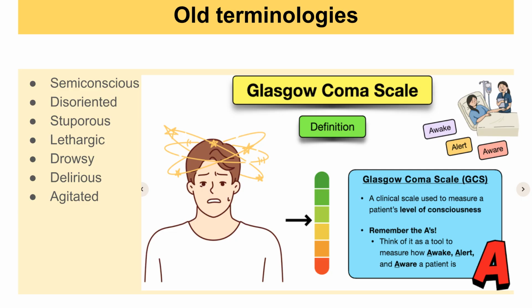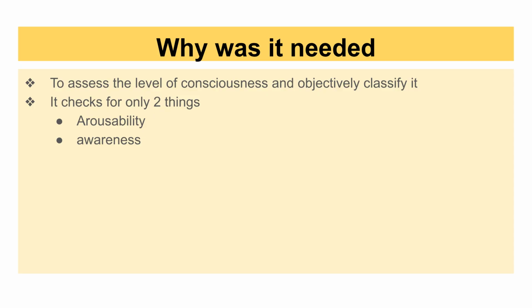Before the Glasgow Coma Scale, subjective and vague terms like semi-conscious, disoriented, and stuporous were used, leading to inconsistencies. The GCS provides an objective standard. The GCS was developed to objectively classify and assess the level of consciousness. It specifically checks for two main things: arousability and awareness.